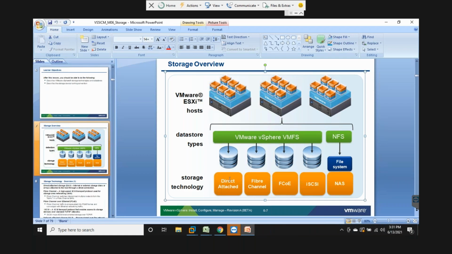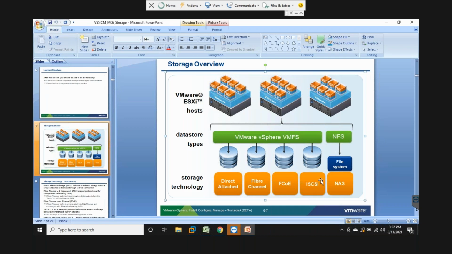One is directly attached, you can say direct attached. Second is fiber channel. Third is FCoE. Fourth is iSCSI. Fifth is NAS. So these are different types of storage technology. Behind the scene, the storage is available. Physical storage devices are available, which are converted into a data store and presented to the ESXi host. All four technologies, direct attach, fiber channel, FCoE, and iSCSI, we will discuss in detail.